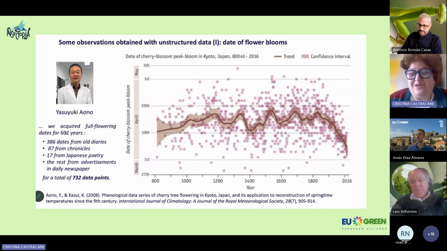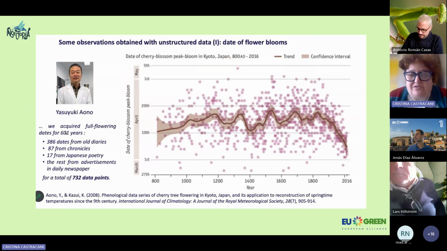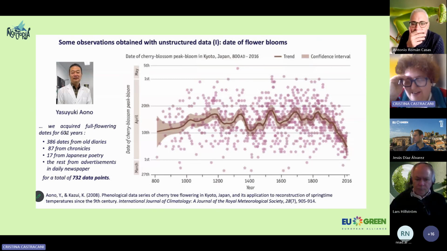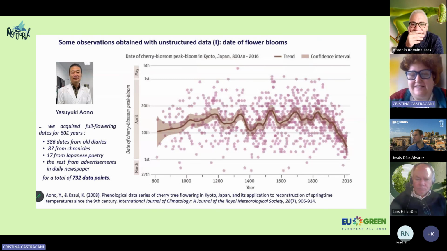And you can see from the graph that basically till the 19th century, the cherry blossom more or less started to bloom in the same period. But from that date in particular, the cherry blossom started to bloom in advance, so early, and this is a clear sign of the climate change that we are now witnessing.